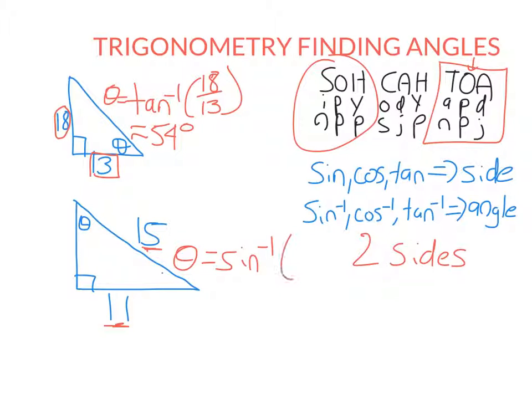Now, it's important we get the right number on top. If you did sine inverse of 15 over 11, you'd get an error, because you can't have the opposite side being longer than the hypotenuse. So it's sine inverse of 11 over 15. Again, make sure you've got that D at the top of your calculator that tells you you're in degrees mode. So sine inverse of 11 over 15 to the nearest degree again is 47 degrees.